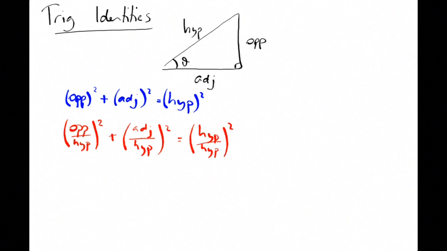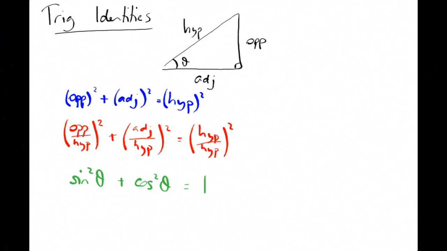Everything's fine with that. Opposite over hypotenuse and adjacent over hypotenuse though are trig ratios. So I can rewrite that as sine squared theta plus cos squared theta equals hypotenuse over hypotenuse, which is 1. Sine squared theta plus cos squared theta equals 1.